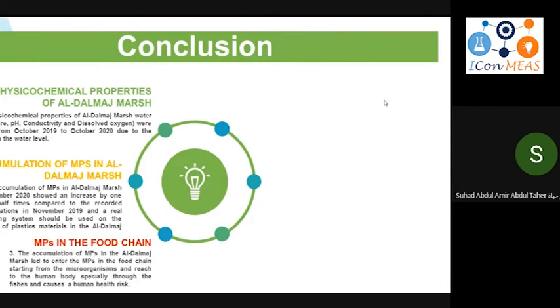Microplastics accumulate in the Delmage marsh food chain, starting with the microorganisms and reaching the human body, especially through fish, and cause human health risk.